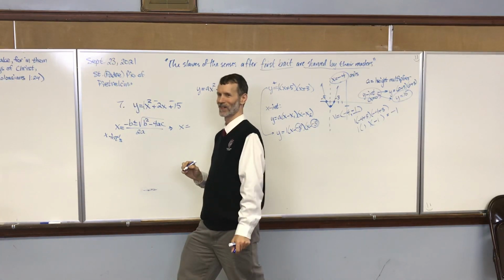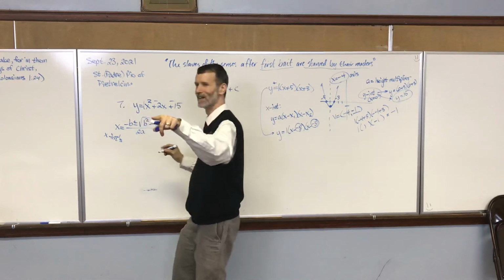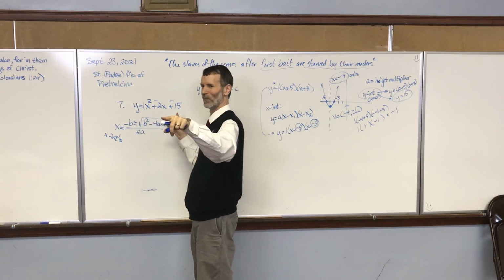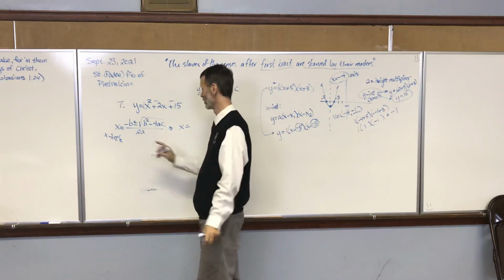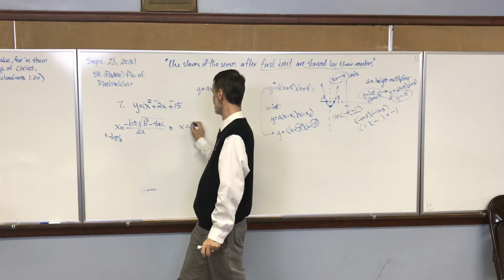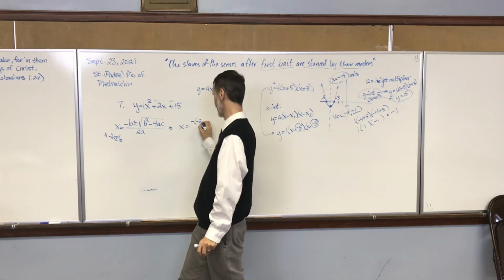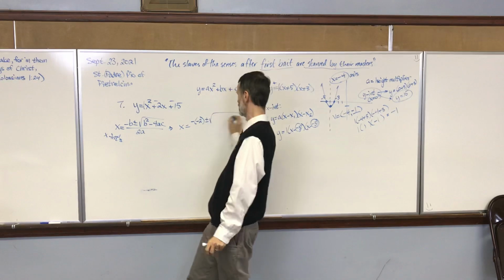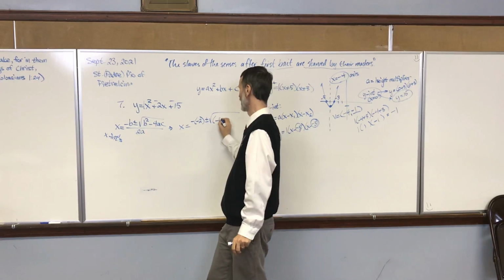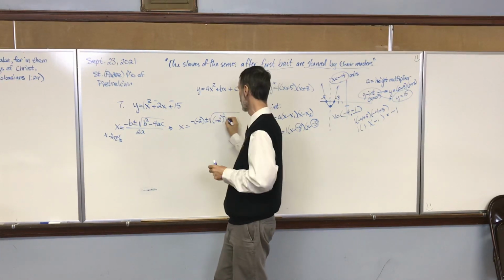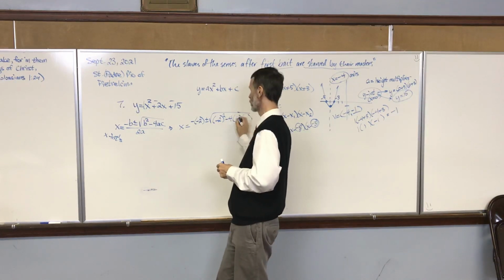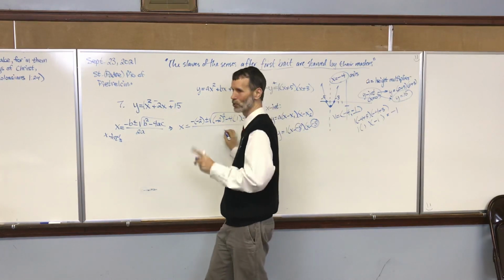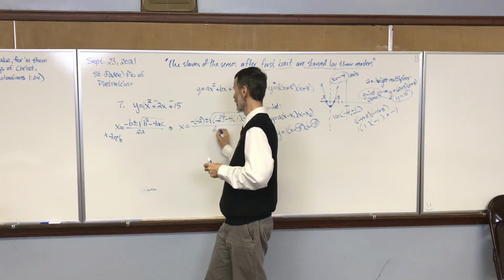So what's a? 1. What's b? -2. What's c? -15. Use them. x equals what? So it's negative, negative 2. Good. Plus or minus the square root of negative 2 squared. Whenever you plug in, use parentheses. Negative 2 squared, keep going. Minus 4 times 1 times negative 15. All divided by what? 2 times 1.